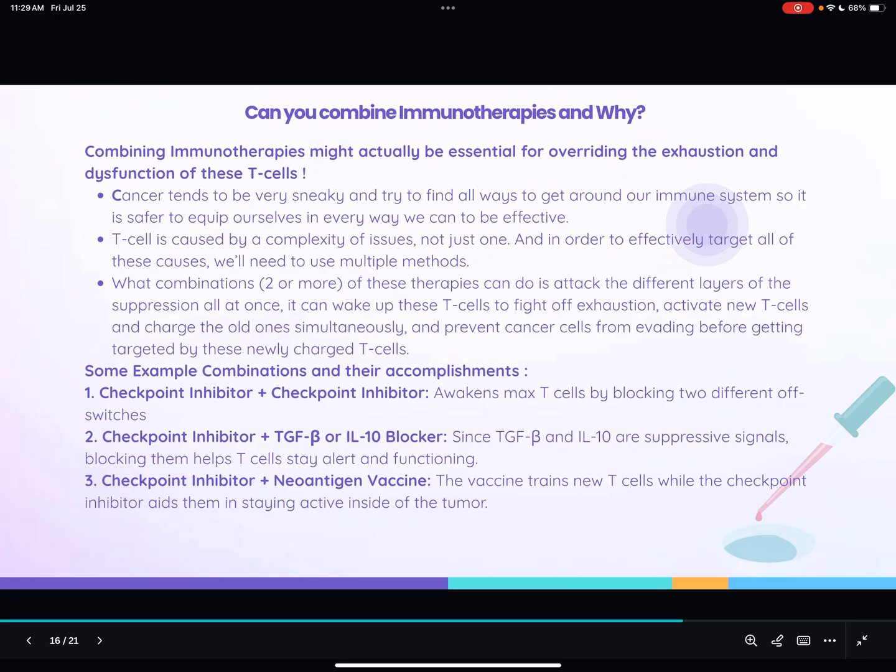Some example combinations and their accomplishments: when you add two checkpoint inhibitors together, it's going to awaken the max amount of T cells to block off two different switches. If you use a checkpoint inhibitor immunotherapy and then a TGF-beta or IL-10 blocker, since TGF-beta and IL-10 are suppressive signals, blocking them helps T cells stay alert and functioning. And then if you do the checkpoint inhibitor and the neoantigen vaccination, the vaccine is going to train these T cells while the checkpoint inhibitor aids them in staying active inside of the tumor.